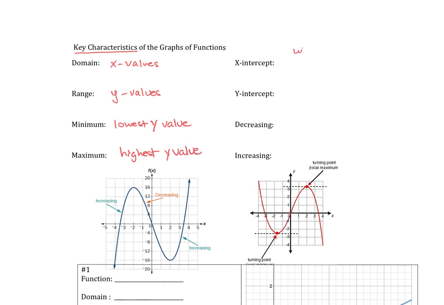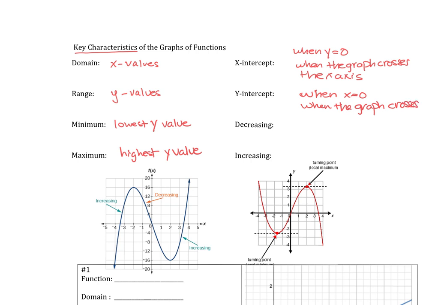The x-intercept happens when our y value is 0, and it's when the graph crosses the x-axis. The y-intercept occurs when x equals 0, and this happens when the graph crosses the y-axis.